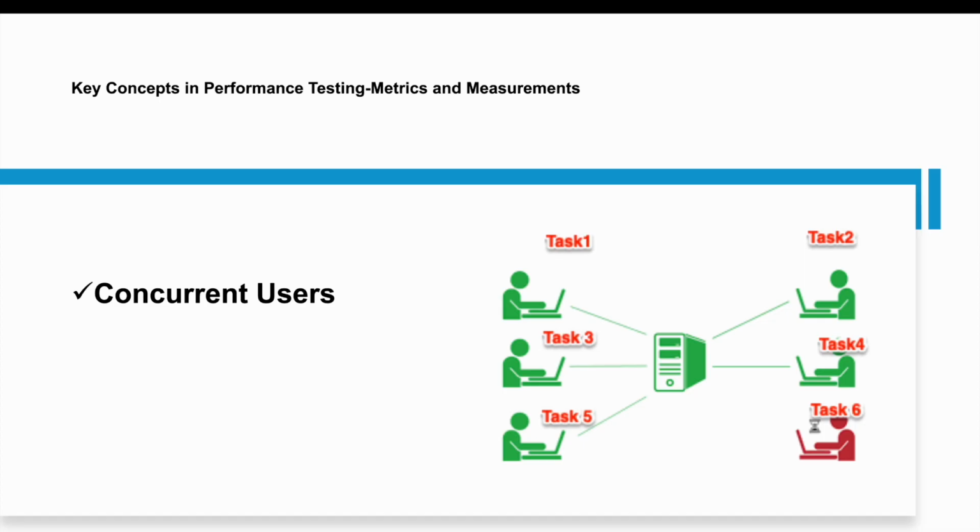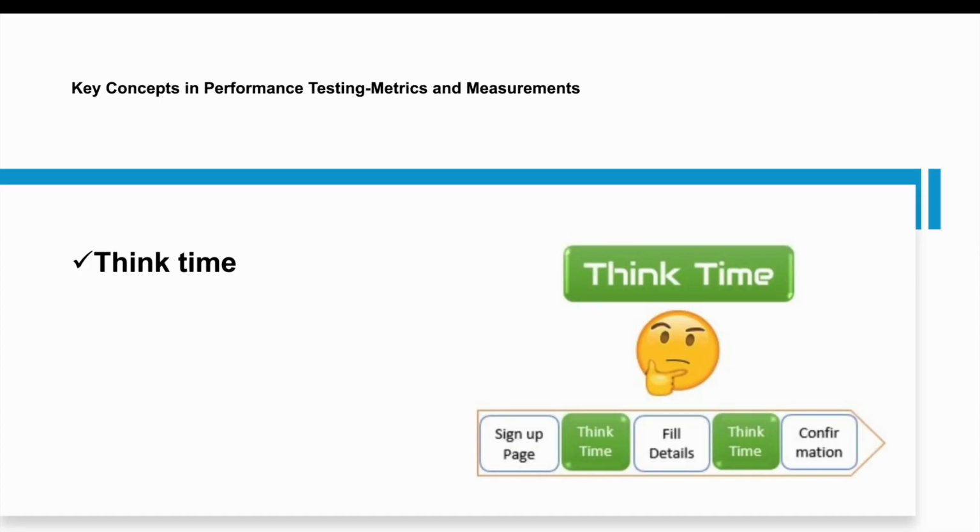Concurrent users, this is one of the important concepts. Concurrent users means multiple users are using the system but they are performing different tasks at the same time. There is one more concept called simultaneous users. The difference is, here multiple users are using the application and also doing the same task at the same time. It's called simultaneous users.